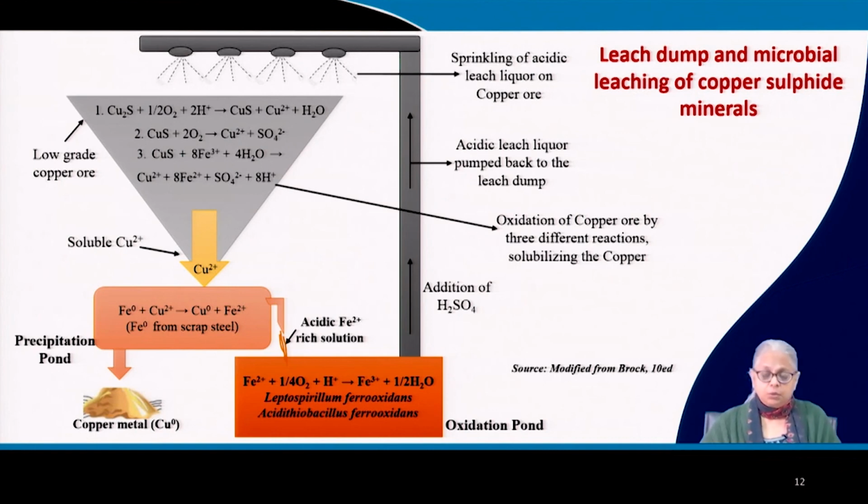So the copper in the ore is associated with sulfur. So you have Cu2S, CuS that are present. The first one, under aerobic conditions, Cu2S is being converted to CuS and Cu2+. Cu2+ is soluble, so that's why the effluent from the spraying of this leach liquor is going to give you an effluent that is highly rich in copper.